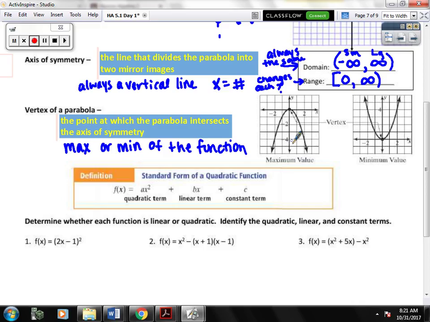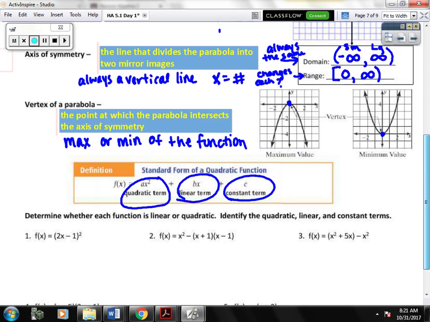All right, so here's two examples too. This is a downward-facing parabola. You can see that the maximum value would be the vertex. This one is a regular-facing parabola, and that would be showing a minimum value. And here's the standard form, ax squared plus bx plus c. You'll notice that the ax squared is called the quadratic term, the bx is called the linear term, and the c is called the constant term.